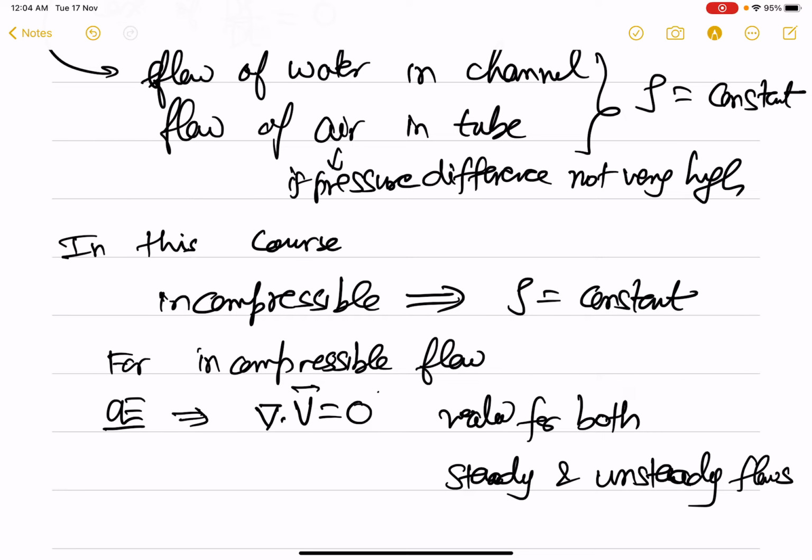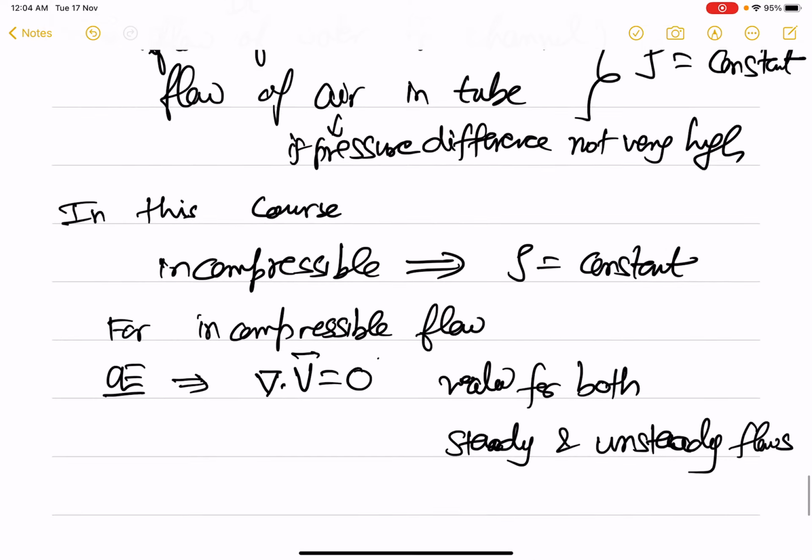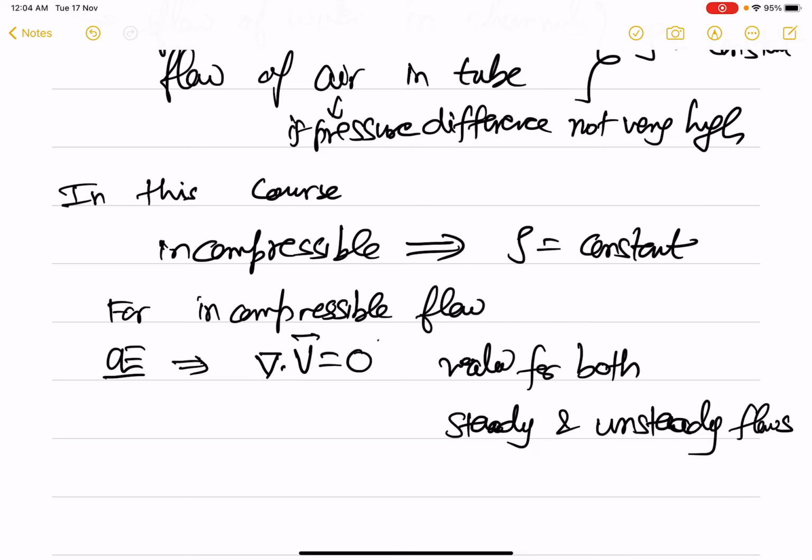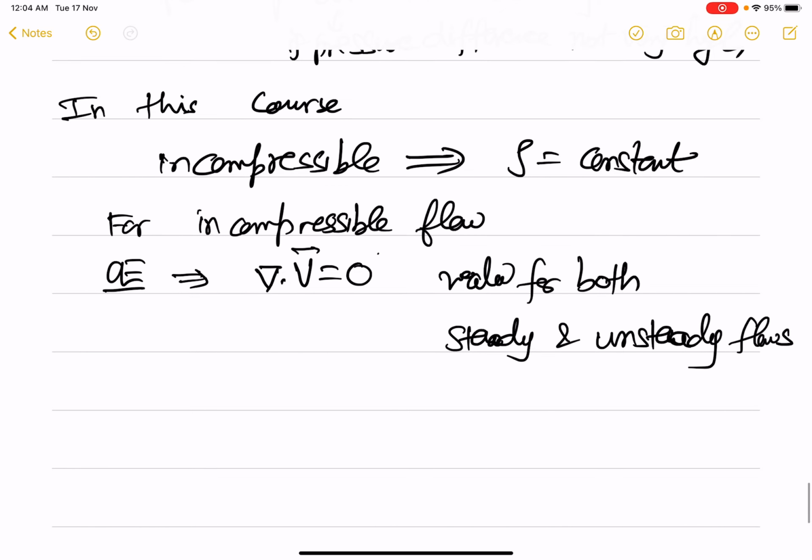As you can see here, the flow could be unsteady because velocity could be a function of time. But all we require for del dot v equal to 0 is that rho is constant. So in an incompressible flow, even if it is unsteady, that means velocity is changing with time, it has to follow del dot v is equal to 0.